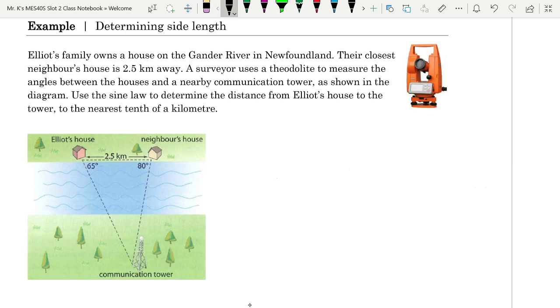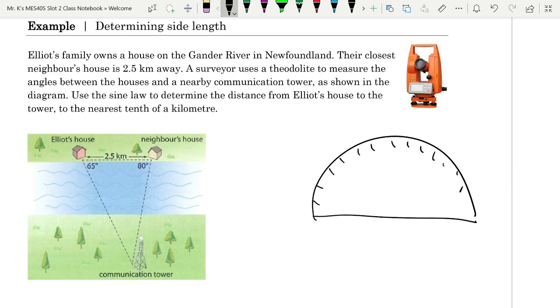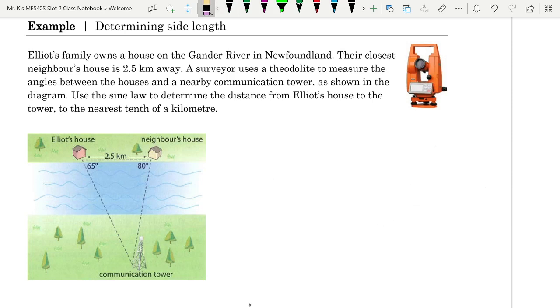This theodolite thing, by the way, is not the most complicated piece of technology in the world. At the end of the day, it's essentially a protractor. You know what I mean by a protractor, right? Those things that measure angles. If you've ever done that thing in grade 7 where you put a drinking straw on a protractor, you can measure the angle of something. That's essentially what this tool is. It allows you to measure angles through the air without having to draw it on a piece of paper or put it onto a map and then use a protractor.